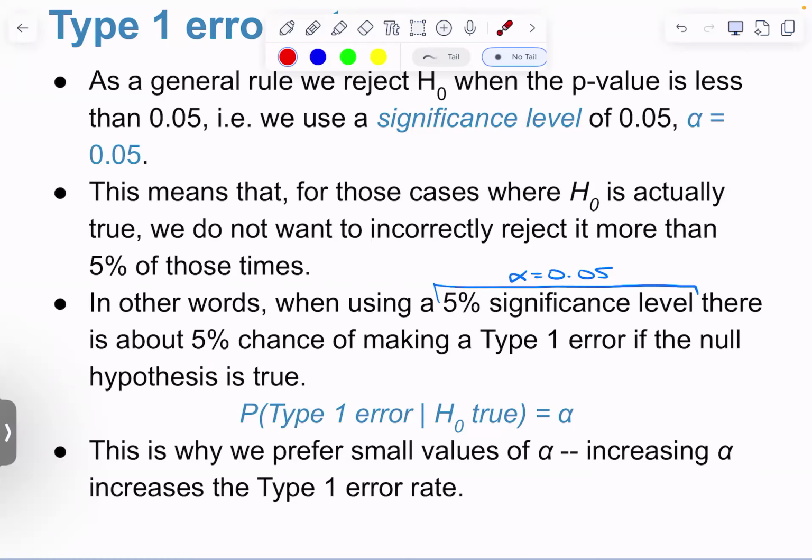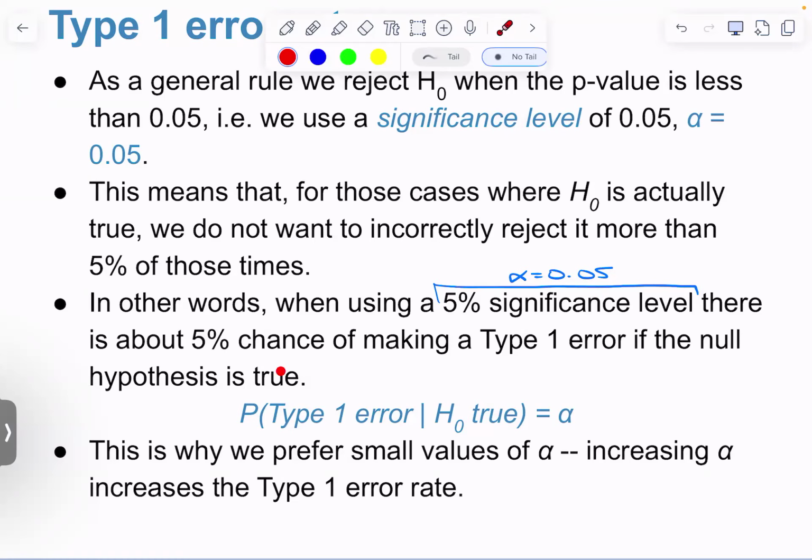Now, if it's really expensive to make a type 1 error, rejecting H naught when you shouldn't have, for example, saying we need to tear this whole building down and build a new one when you don't actually have to. That's financially expensive, right? Then you would want to be really, really sure, which means you would decrease your alpha level. That's when you would use 0.01, or a 1% chance of making a type 1 error.